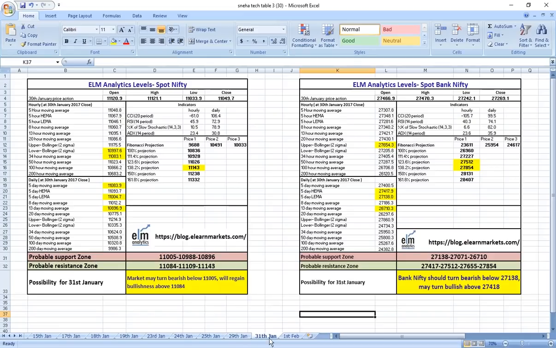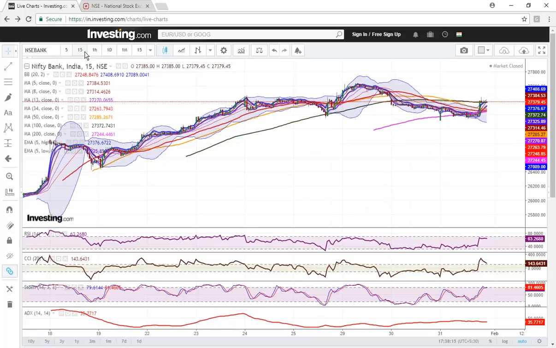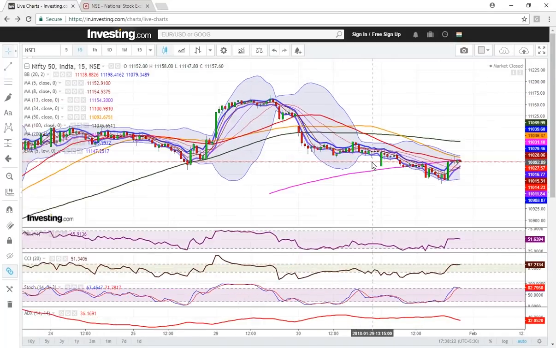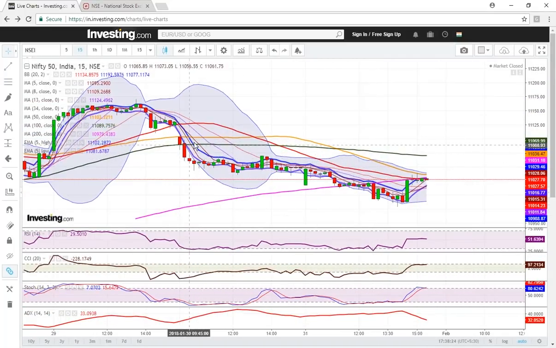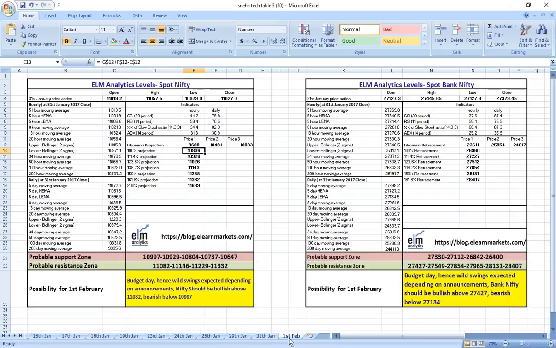This was the 31st January table. Now let us look at how the market behaved today. So let us go to the 15-minute chart of the Nifty 50. Now what happened? The market opened the day around this, this is the 31st, and within the next 30 minutes formed the high of 11057. This was today's high, right?